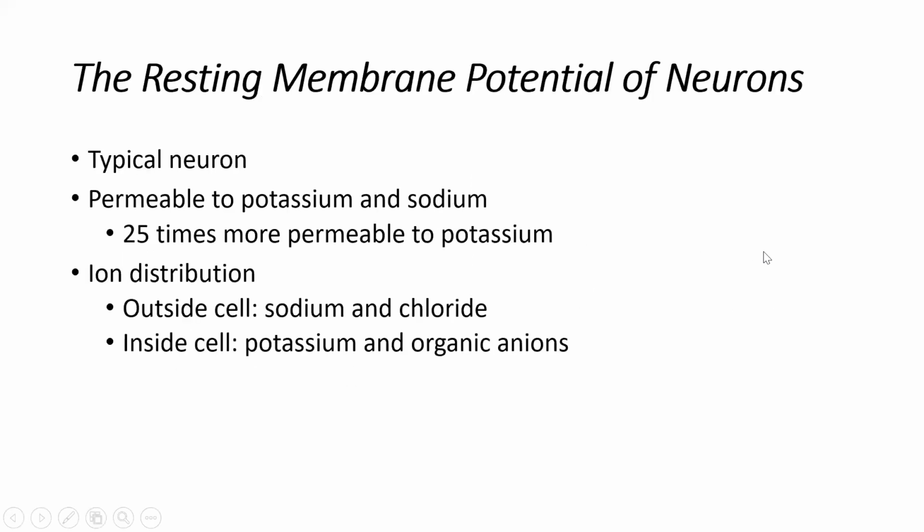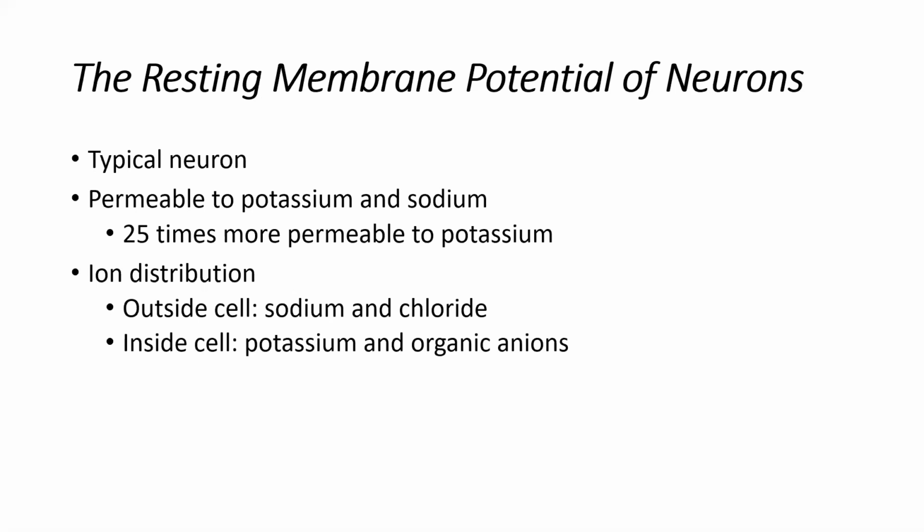Now, as we talk about a typical neuron, we really want to look at the permeability of a typical neuron. This is really going to be important as far as the movement of our ions. And so a typical neuron is 25 times more permeable to potassium than it is to sodium. And if you think back to what I just said about the word permeability here, this simply means that there are 25 times more potassium channels in a neuron than there are sodium channels. So potassium can move much more freely through the membrane than sodium can because it has more access, more channels to do so.